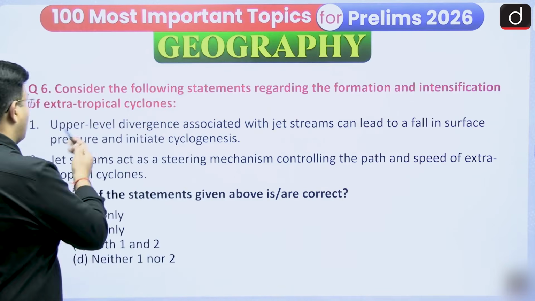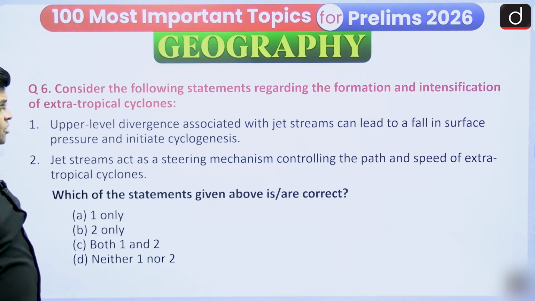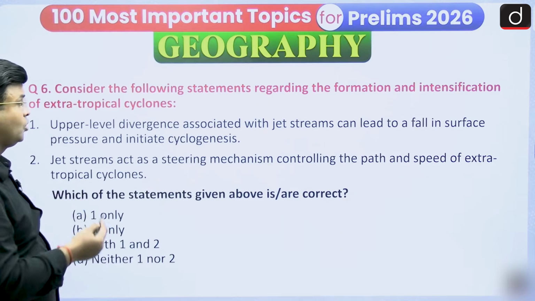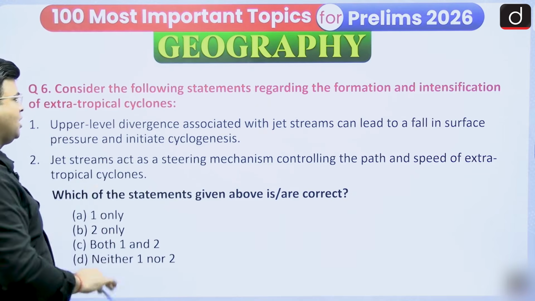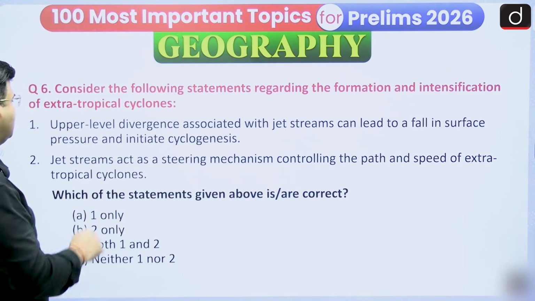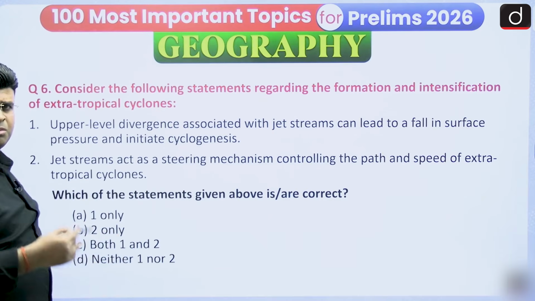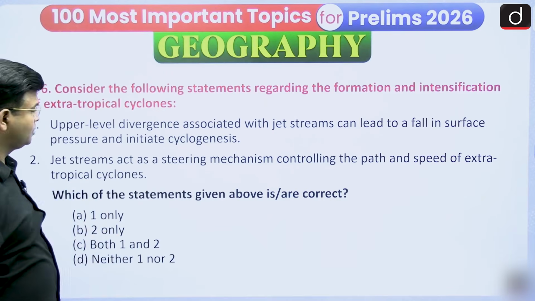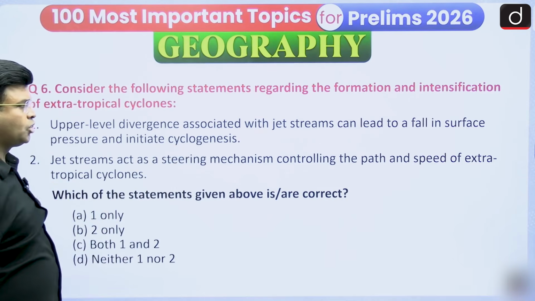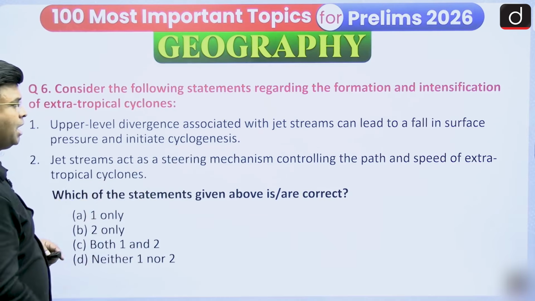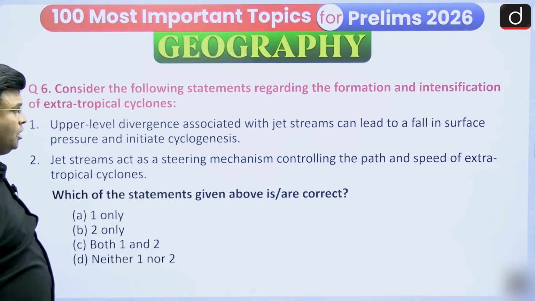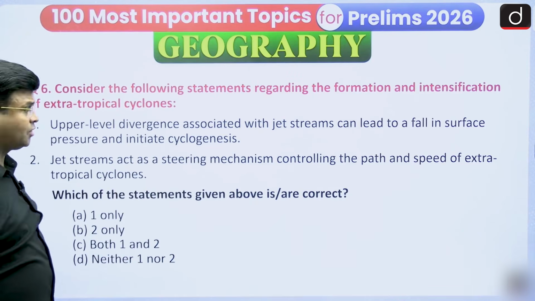So here we have to answer this question. Consider the following statements regarding formation and intensification of extratropical cyclone, meaning temperate cyclone or mid-latitude cyclone. First, upper level divergence associated with the jet stream can lead to a fall in surface pressure and initiate cyclogenesis, meaning the starting of the cyclone. Second, jet streams act as a steering mechanism controlling the path and speed of extratropical cyclones. Now you have to answer that question in the comment box, and I am waiting for your answer.